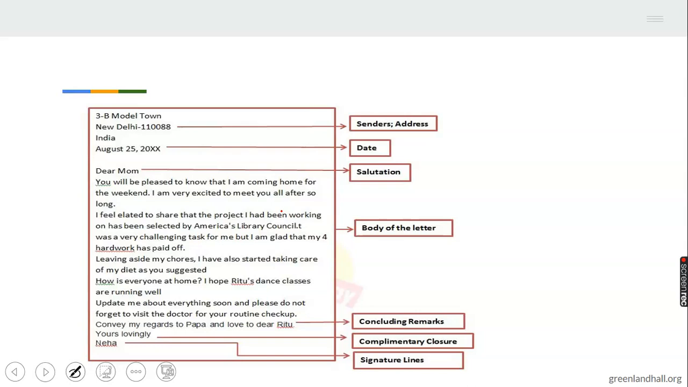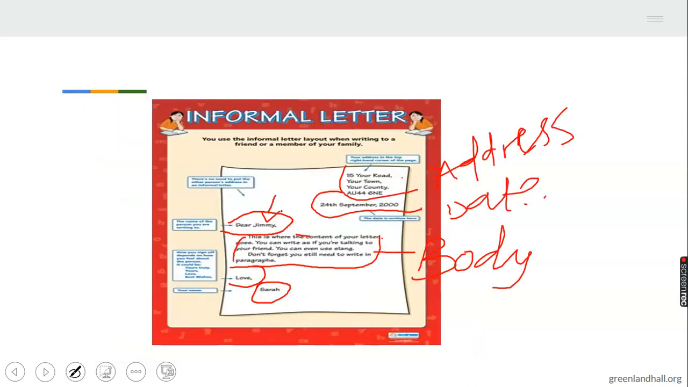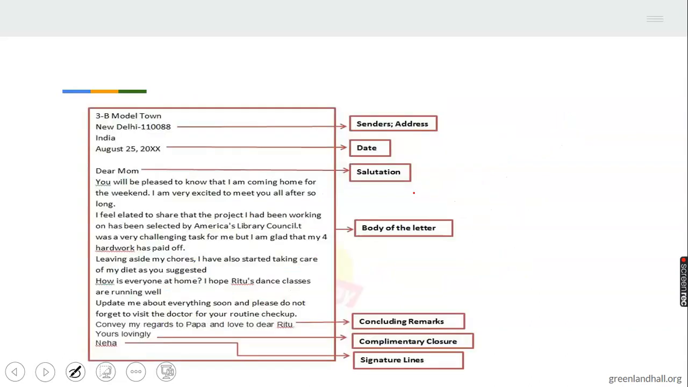Okay, this is another example. You know, in the previous one, the address is here to your right hand, but in this next one, the address is here to the left. Can you see? Before, it is agreed that people should write to the right hand side, that is the sender's address. But now it has been said that you can write to your right or to your left.